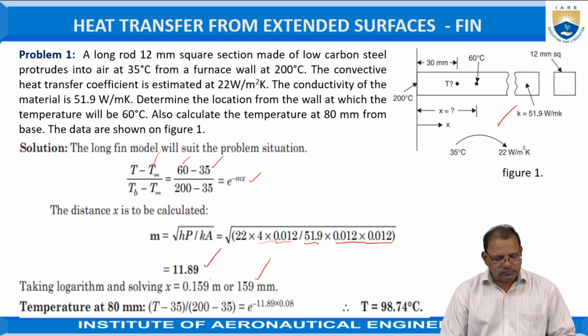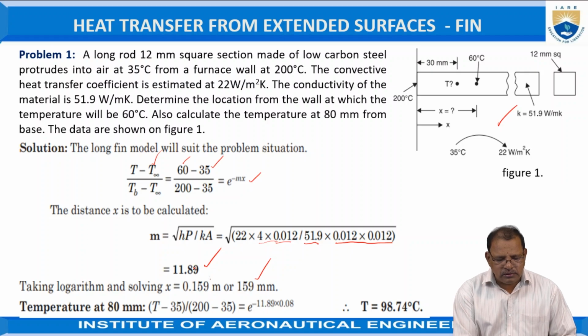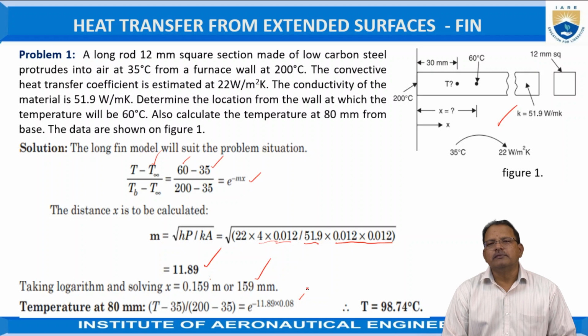mm. Now the temperature at 80 mm is given by (T minus 35) divided by (200 minus 35), which is equal to e to the power of minus mx. M we already determined, equal to 11.89, and x is given as 80 mm. From this relationship we get temperature equal to 98.74. So 98.74 is the temperature at a distance of 80 mm from the intersection of the fin and the vertical wall.